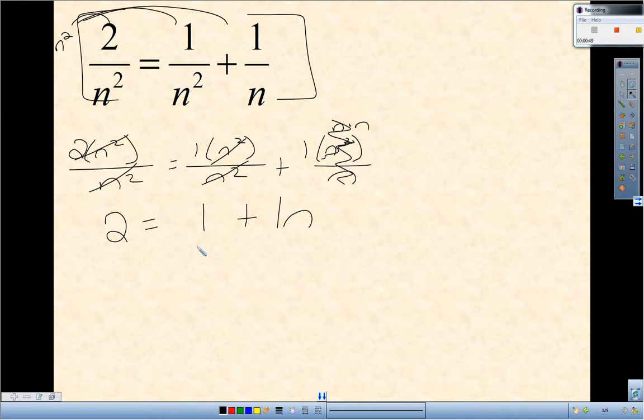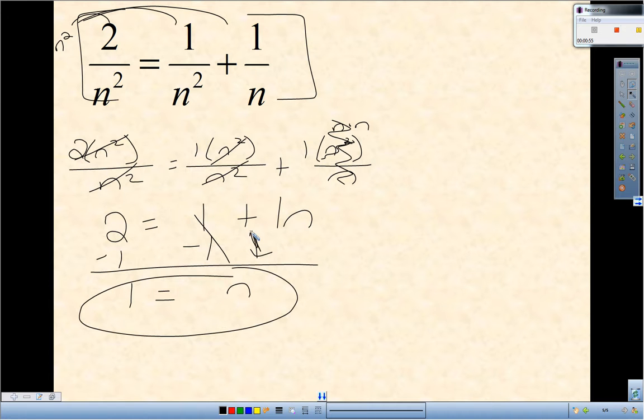Remember, you're trying to solve for n, so subtract 1, so that gives me 1 is equal to n, and that's what I wanted for my answer. I wanted to solve it for n, so n was 1. For the next one, I'm going to come back to that one.